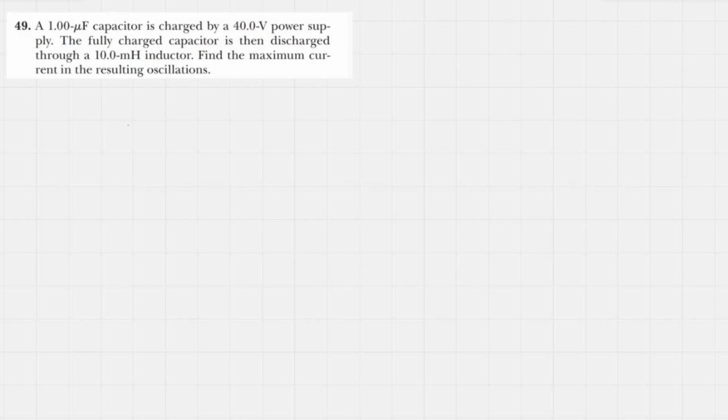So everyone, today we will solve a problem about an LC circuit, and I will demonstrate it using a PhET simulation. We have a capacitor of 1 microfarad charged to 40 volts. It is then connected to a 10 millihenry inductor, and we need to find the maximum current in the circuit. How will we find this maximum current?